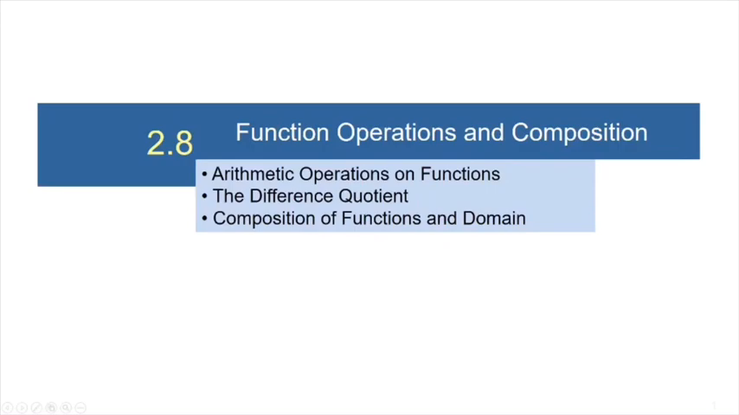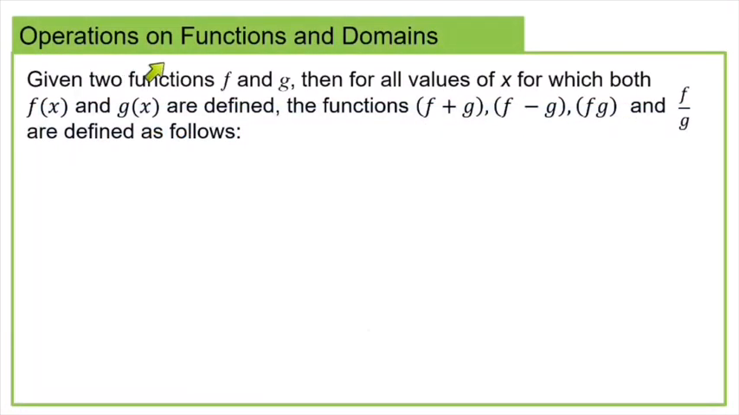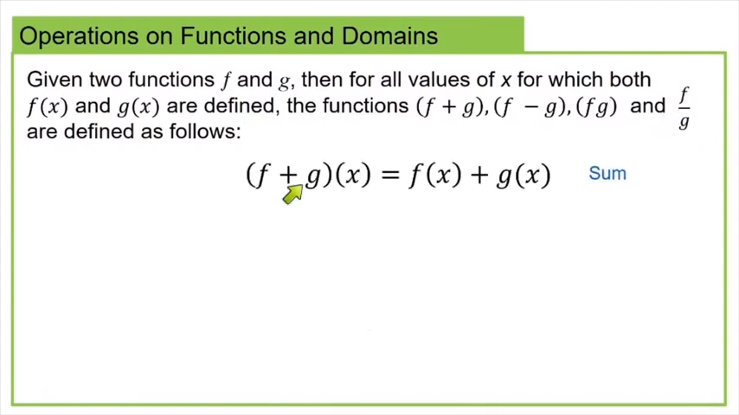So here we go. First, let's talk about operations on functions. Now, given two functions f and g, we can combine those by addition, subtraction, multiplication, or division. For any x value where f of x and g of x are both defined, then we can get the sum, difference, product, or quotient as follows. f plus g of x is just equal to f of x plus g of x. That is the sum. Remember, plus means sum.